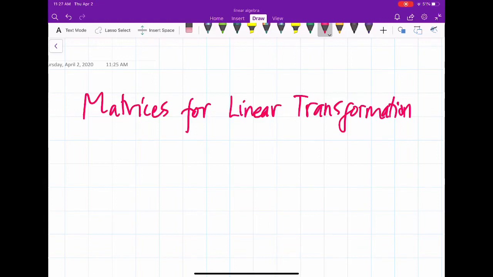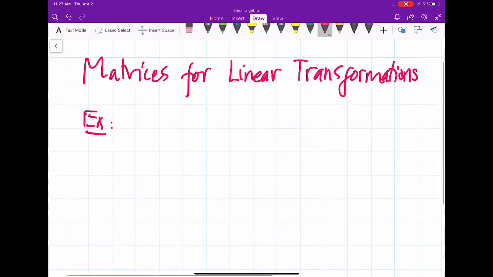Hello. In the previous video, we studied linear transformations. We talked about how each linear transformation corresponds to some matrix. And today, we will consider more examples on the relations between matrices and linear transformations.